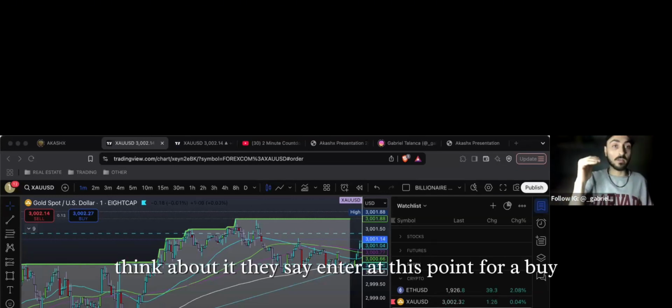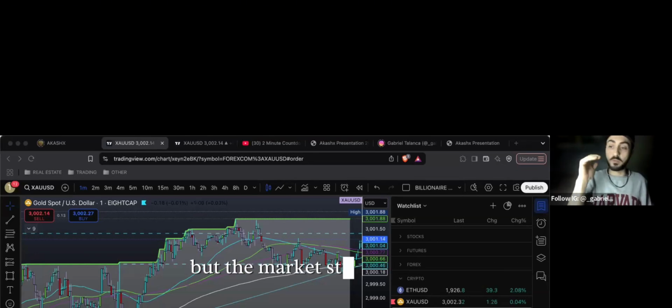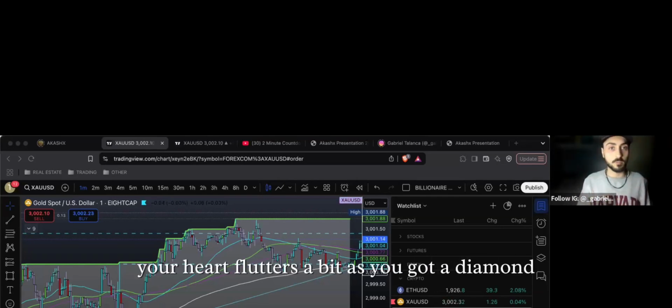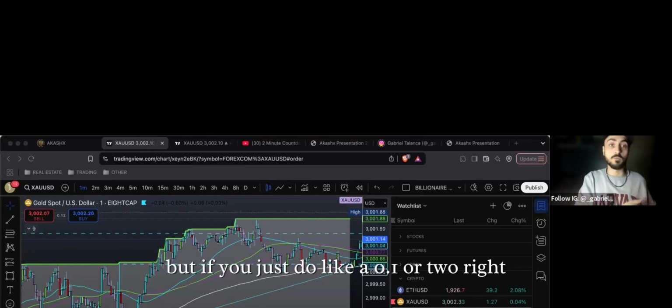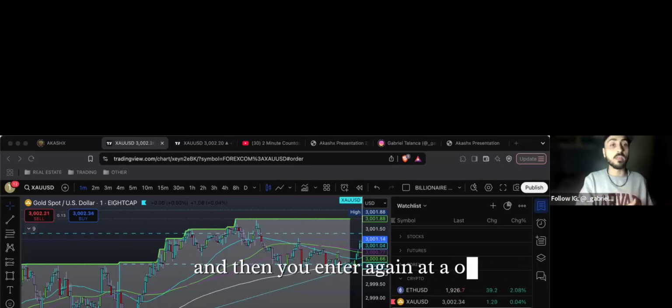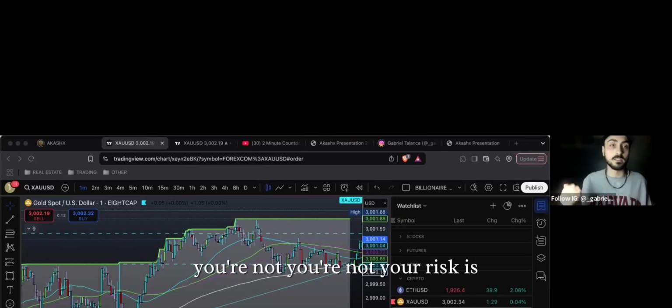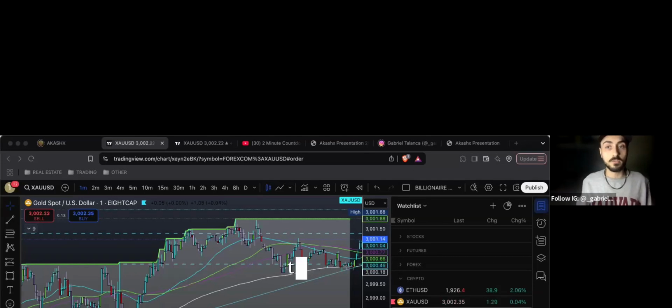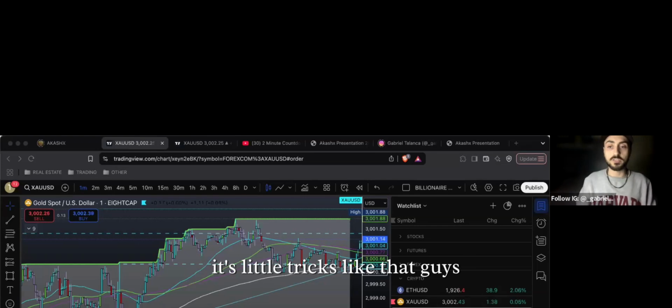Think about it. They say enter at this point for a buy, but the market starts going down. If you use that solid 0.1 on that 10K and it just gets going, your heart flutters a bit. But if you just do like a 0.01 or 0.02, and it starts going against you, you're kind of okay. And then you enter again at a 0.01. Your risk is less because now it's getting closer to your stop loss. So you're not going to be getting close to your daily loss, right? It's little tricks like that, guys, that will make you succeed.